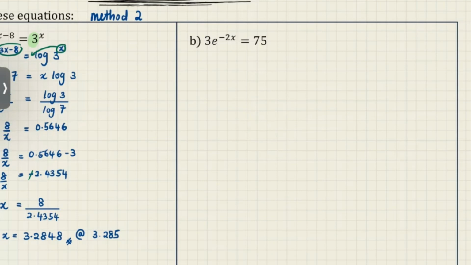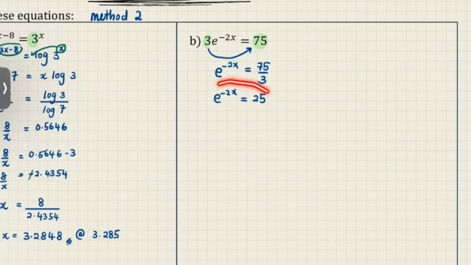Okay, now base tak sama. 3.75. Okay, so first saya pindahkan dahulu. Sebab kat sebelah kanan ni dia nombor sahaja kan. So I have E of 2x, negative 2x equals to 75 over 3. 75 bagi 3 berapa? 25. So E to the power of negative 2x equals to 25. Okay. So ini mungkin kita tak belajar lagi log.